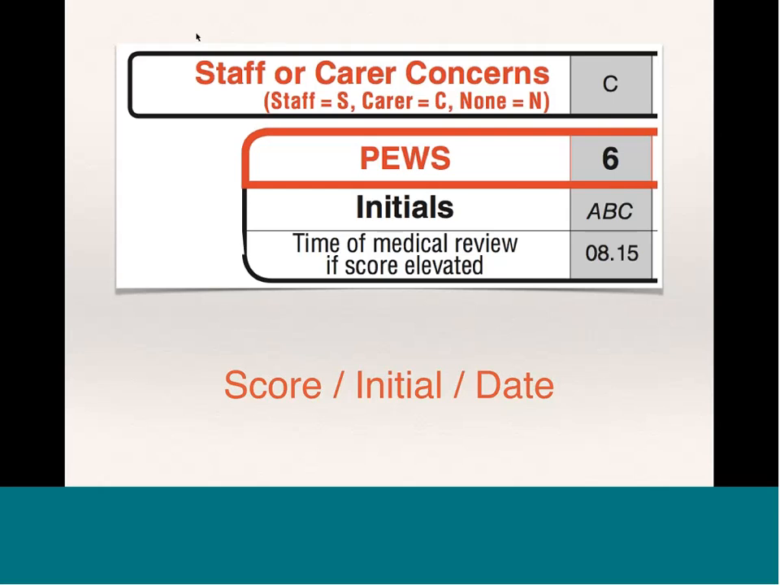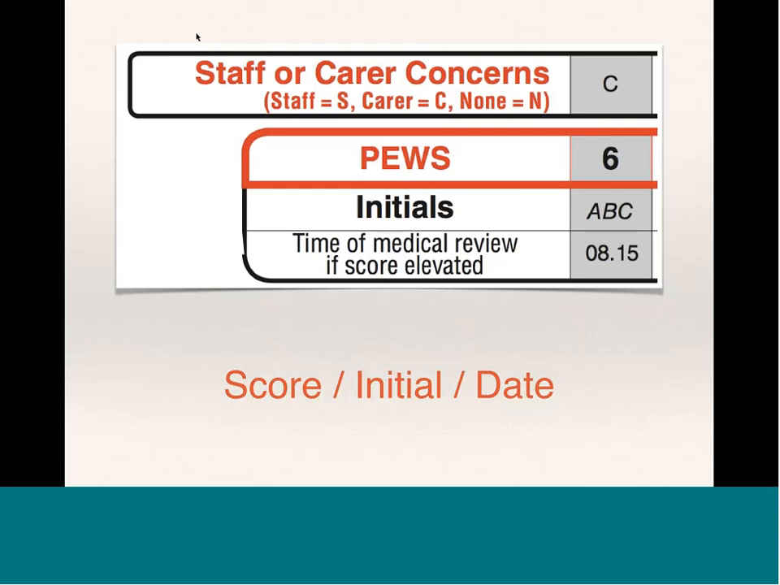So who was the person seeing that, and if the score is abnormal, then jot down about what time the medical review occurred. And these are important things if we're looking to gather data, specifically: what was the time between the concern raised and it being addressed?